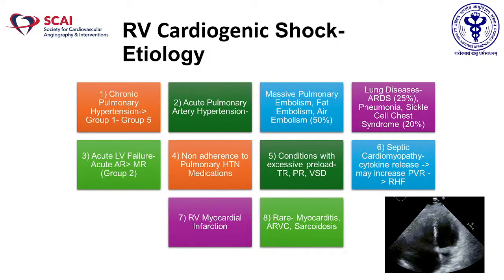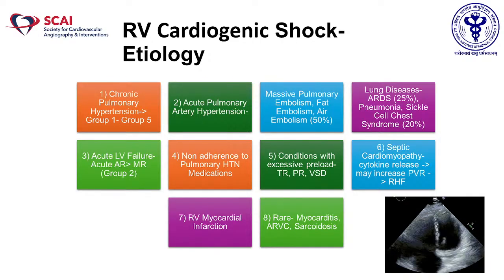So all those groups of patients, and second is patients presenting with acute pulmonary hypertension. The examples are over there: massive pulmonary embolism, a fat embolism, or an air embolism. Lung diseases like ARDS, pneumonia, sickle chest syndrome again come with acute pulmonary hypertension. And acute LV failure, that is acute aortic regurgitation or acute mitral regurgitation, which can present as right ventricular failure. Also non-adherence to pulmonary hypertension medications, and conditions with excessive preload like tricuspid regurgitation, pulmonary regurgitation, VSD.